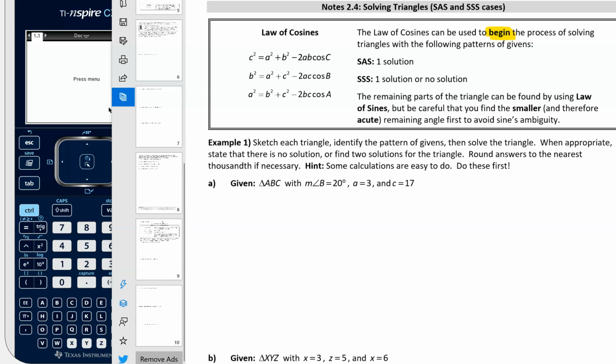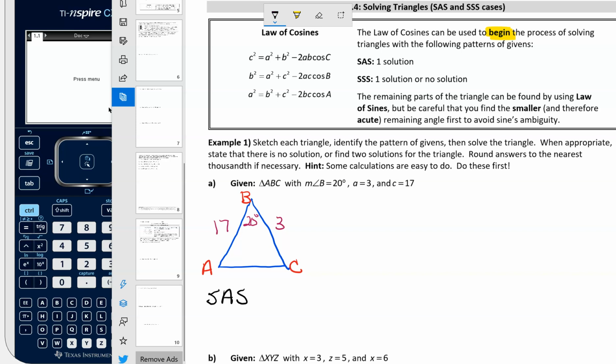All right. In example 1, we're going to sketch triangle ABC with one given angle and two given sides. Remember that the convention is that the angle name and the side opposite it have the same letter associated with their length and their vertex. So now we have a side angle side type pattern of givens because the two sides meet at the angle B. So the easiest way to proceed is to use the law of cosines to find the side that's opposite the given angle.